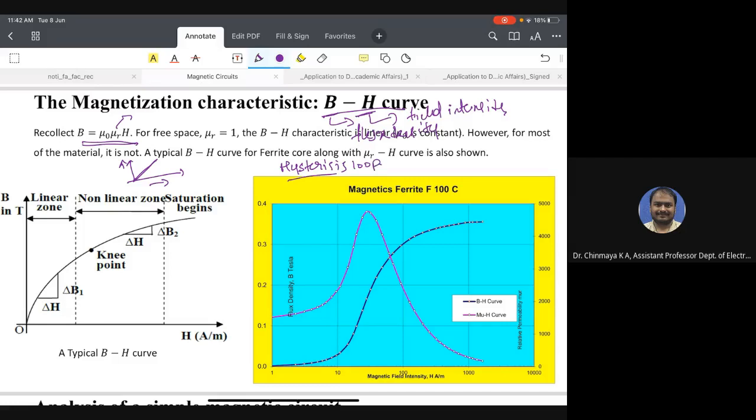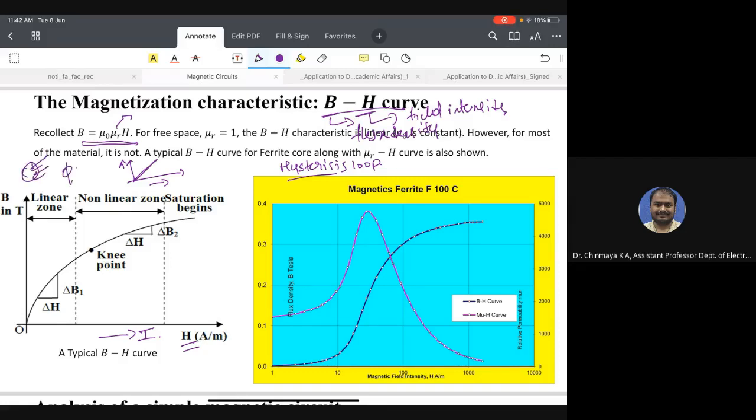As you can see here, we have H, the magnetic field intensity. We are increasing the field intensity by increasing the current. So we are checking the density of the magnetic flux lines. How many magnetic flux lines are increasing in a particular area?